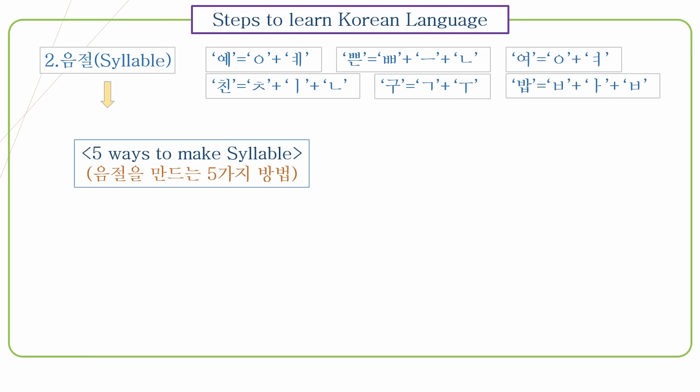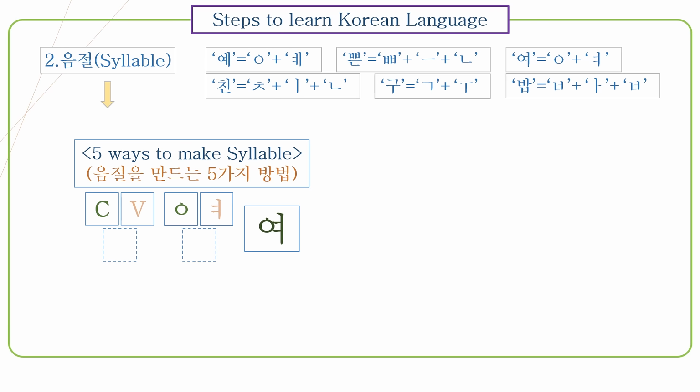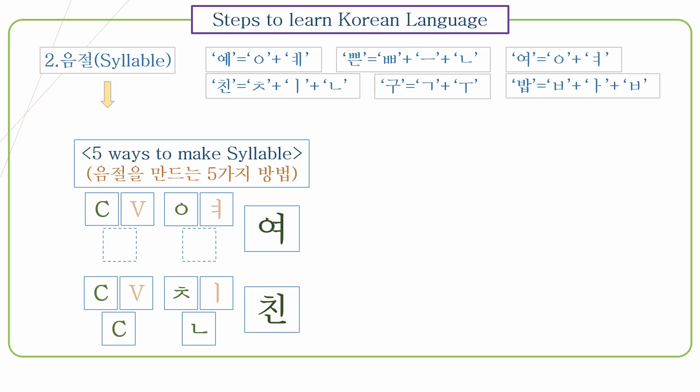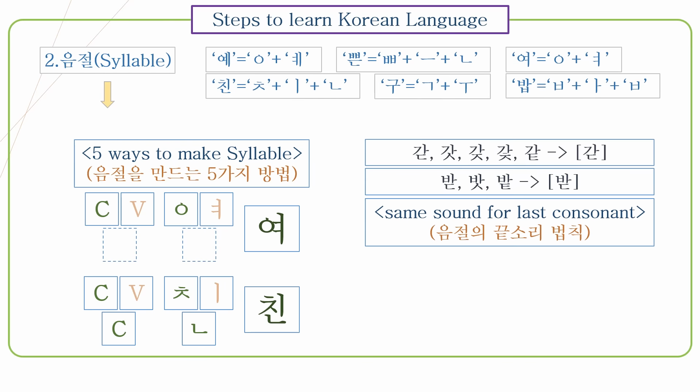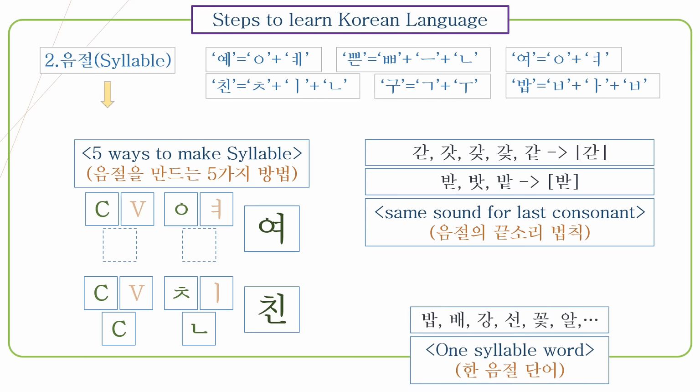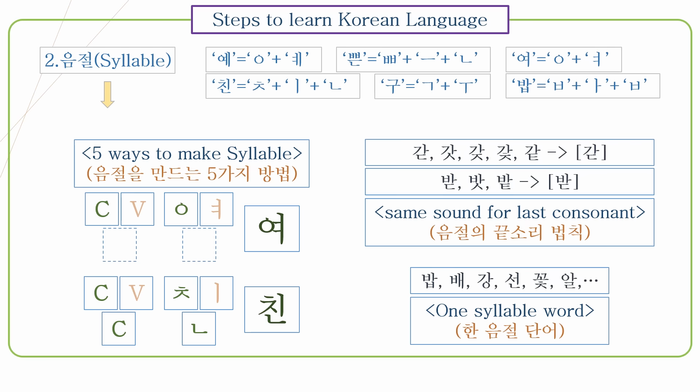For example, the syllable 여 is made of 이응 and 여, sound as 여, and the syllable 친 is made of 치읓, 이, and 니은, sound as 친. In addition, it is also necessary to know the rule of same sound for last consonant, and it is also good to memorize one syllable word.